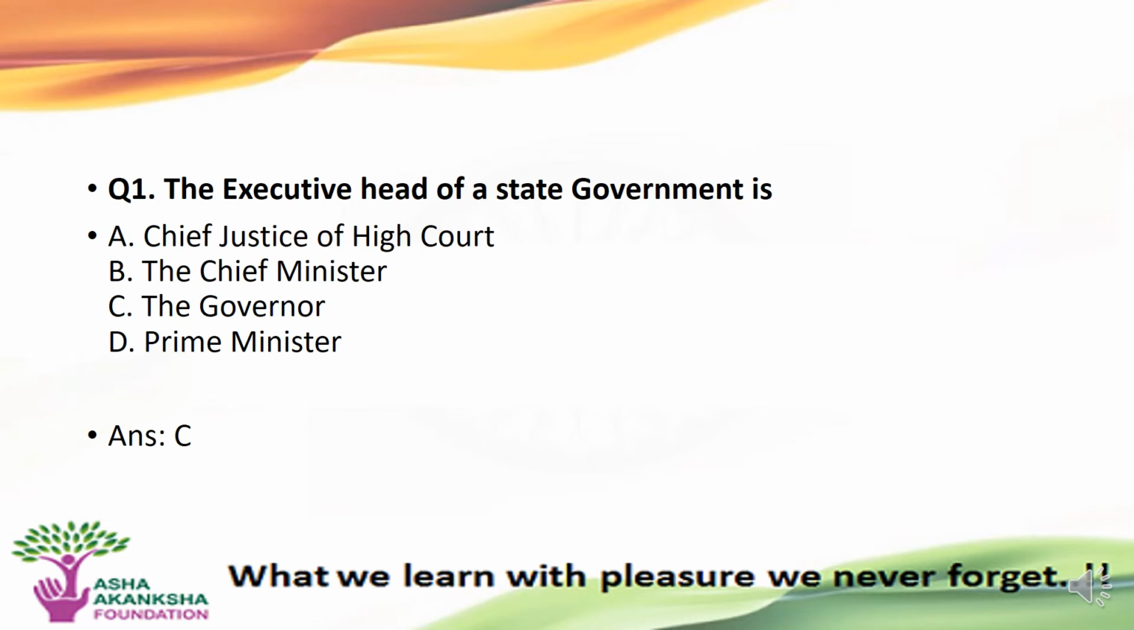The first question is: the executive head of a state government is whom among the following? Options are A. Chief Justice of the High Court, B. The Minister, C. The Governor, or D. The Prime Minister. The correct answer to this question is option C. That is, the Governor is the head of the state government.